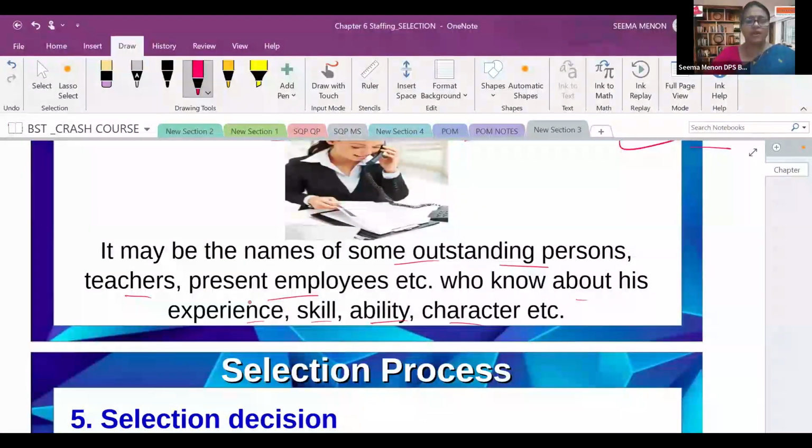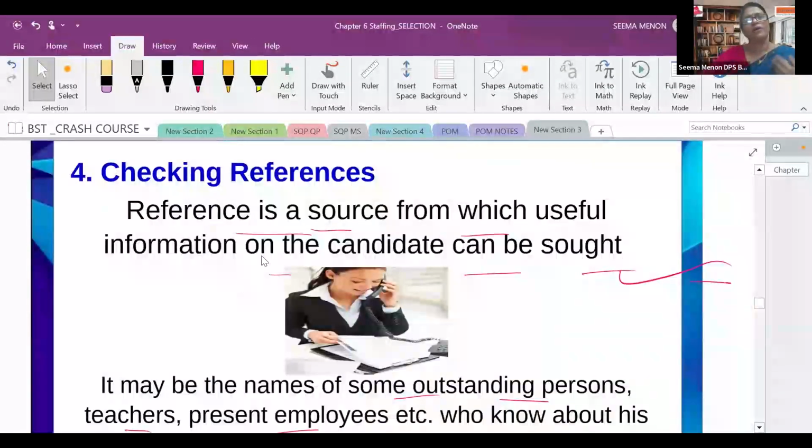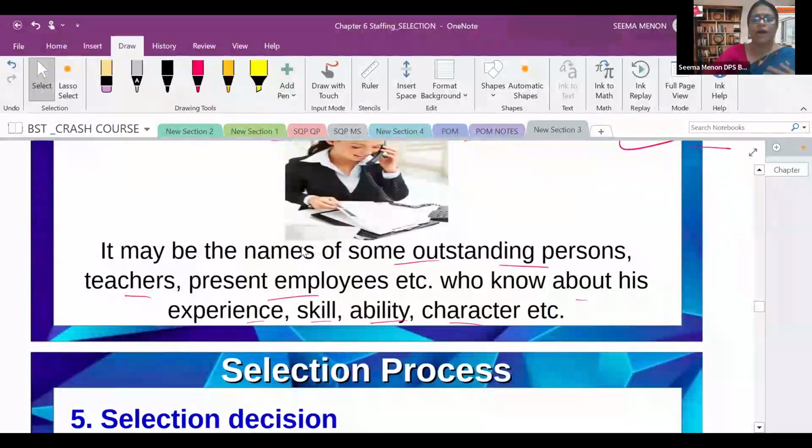So that is coming in the reference. Checking references: the organization will cross-check. They will contact the teacher, the present employer, or their previous superior authority, etc. Through that contact, they can know about the experience, whether our candidate is experienced or not. Have they given a fake reference?